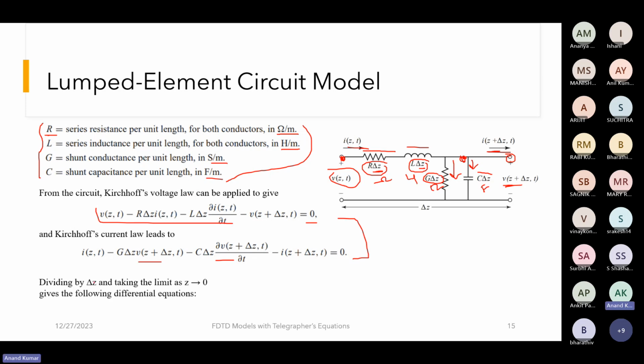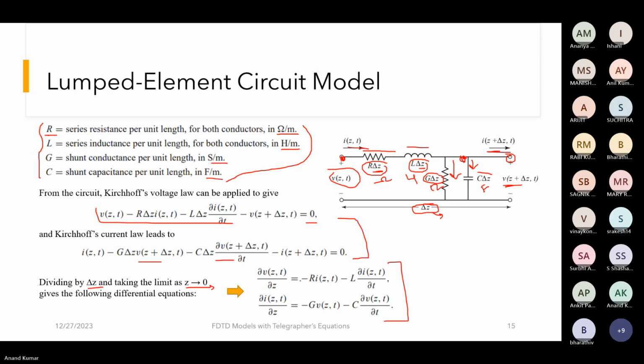Now, if we divide these two equations by delta Z and take the limit delta Z tends to 0, because we are considering this transmission line section to be very small, such that the phase variation across this section becomes negligible, we end up with differential equations. This set of two differential equations, where voltage and current are given in terms of the RLGC values, are the Telegrapher's equations. So we have introduced the Telegrapher's equations.